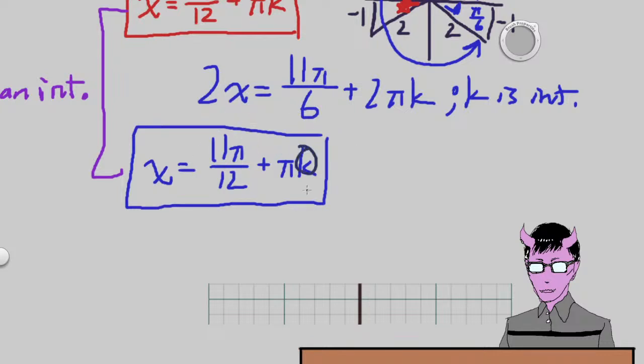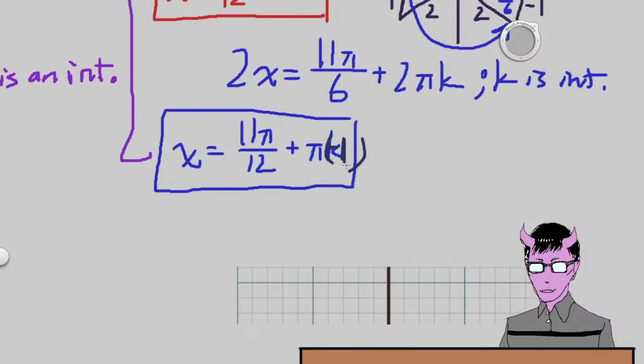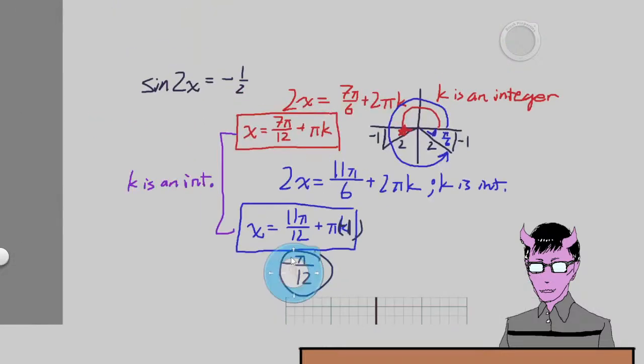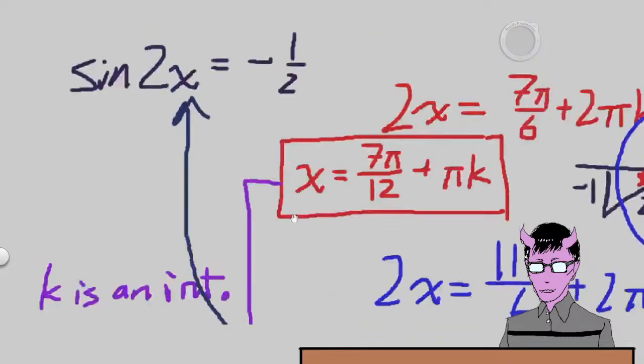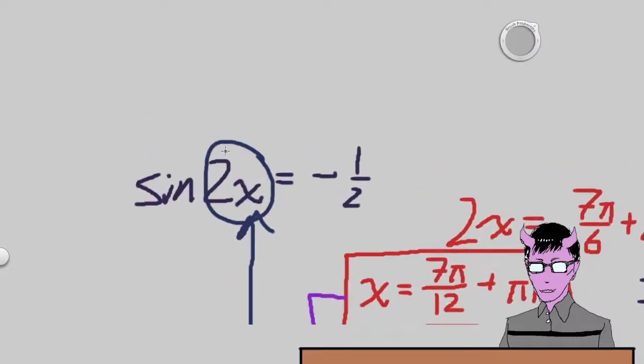Instead of plugging in 0 like last time, let's plug in a negative 1 just to be goofy, right? So negative 1 times pi. So we're going to be taking away 1 full pi. So 11 minus 12 is going to give us negative pi over 12. So that is what we're going to plug in to test, see if it works, right? So we're plugging in negative pi over 12. If we multiply it by 2, then we get negative pi over 6.